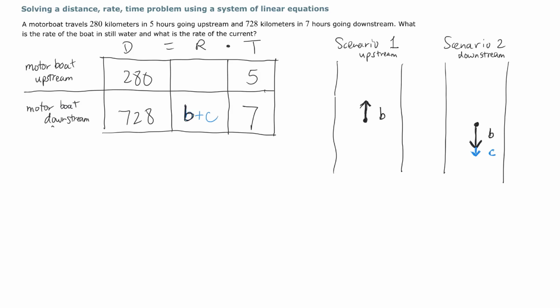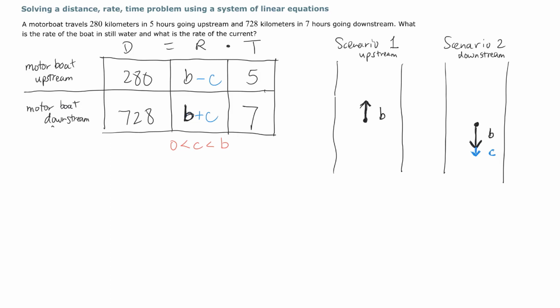Now going upstream is a little bit tricky, but the current has to be in the opposite direction of b. So we got to say b minus c. Certainly wouldn't be b plus c because that's already downstream. The other thing you got to realize is the current is not faster than the boat. So it's got to be 0 is less than c, less than b. The boat has to be traveling faster than the current.